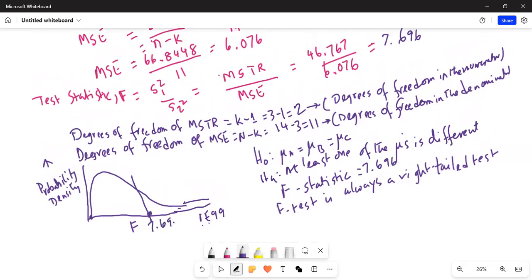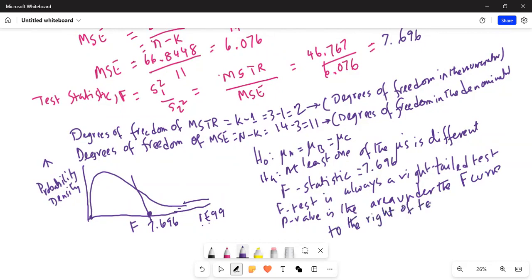F is 7.696. So we will calculate a p-value. The p-value is the area under the F curve to the right of the calculated test statistic. So that's your p-value. That means this area basically is the p-value. So if you have a TI-84, you can easily find this out. I'll show you in a minute.